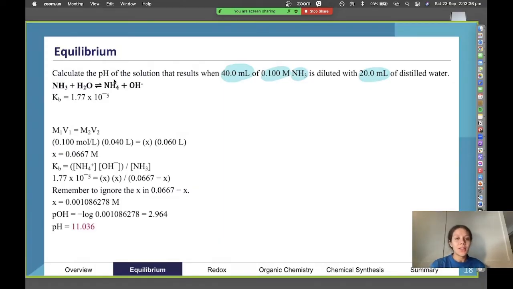The first one is that we want to think about our actual concentration in our volume. This equation, you might have seen, is the same as C1V1 equals C2V2. We sub in C1V1 for the original 40 mL, and then our new volume, once we've added 20 mL, that's why we have 60 mL here, and we have an unknown concentration. Rearranging that equation, we get our concentration is 0.0667. And then we have our Kb expression.